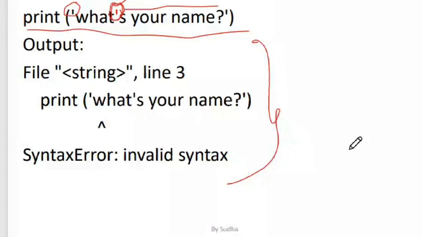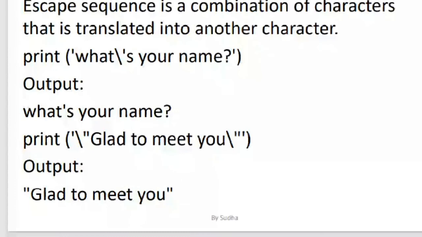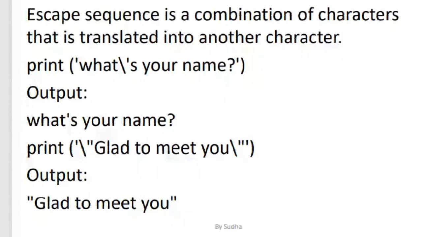Now coming to the definition of escape sequence. An escape sequence is a combination of characters that is translated into another character. For example, if I just want to print this apostrophe as part of the output, then I put a slash. The slash says that this is not part of the programming syntax, but should be printed in the output. The slash itself will not be printed in your output. That is what is called escaping the sequence.